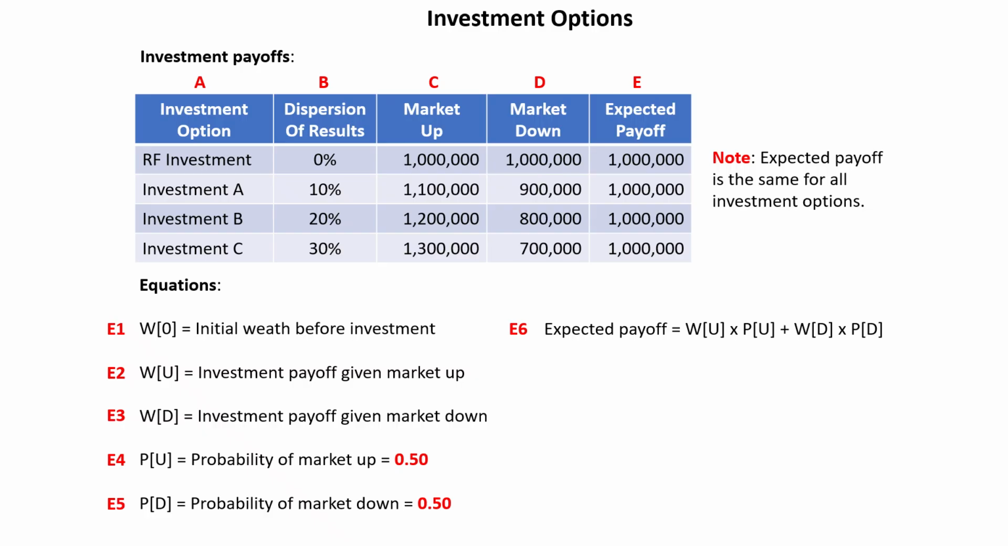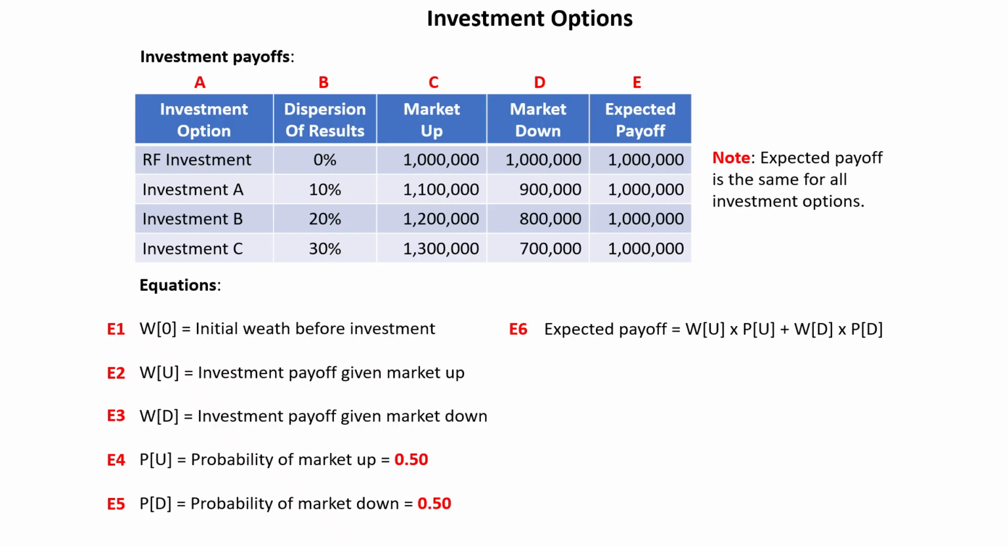So for a risk-free investment, if the market goes up, I get $1 million. If the market goes down, my wealth is $1 million. And if the probabilities are 50-50, then my expected payoff is $1 million. You can go all the way down from my risk-free investment to investment A, to investment B, to investment C. For investment C, my dispersion is 30%. So if the market goes up, I get 1.3 million, but if the market goes down, I get 700,000.